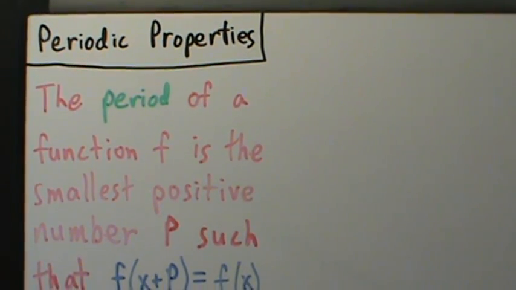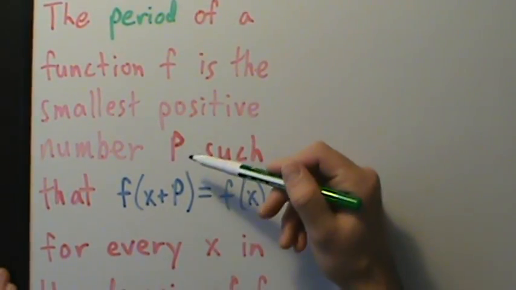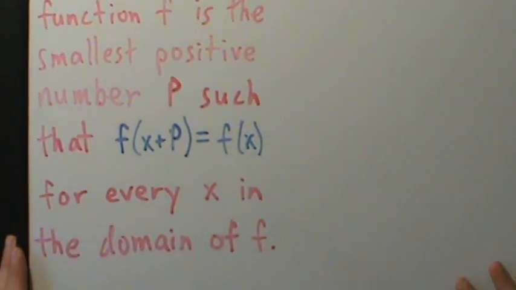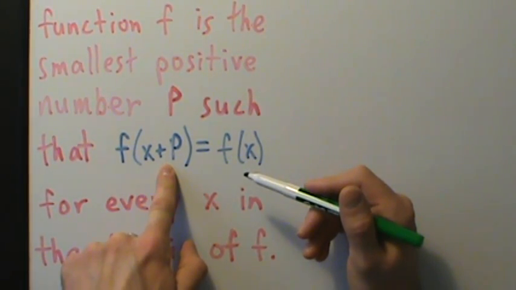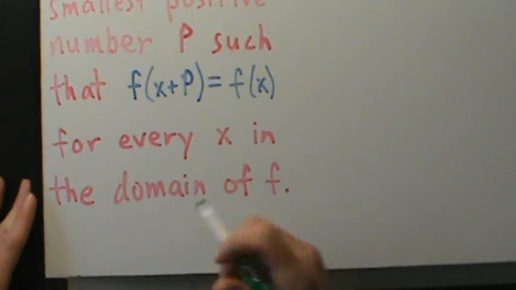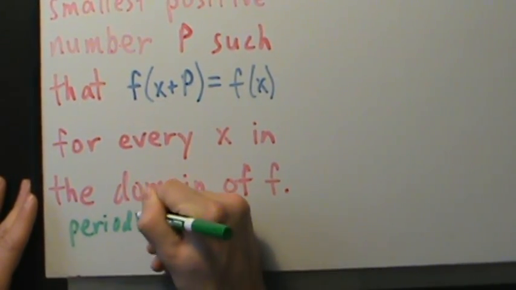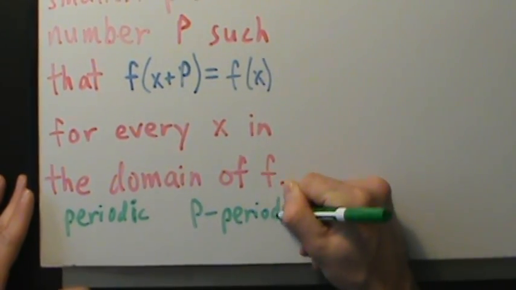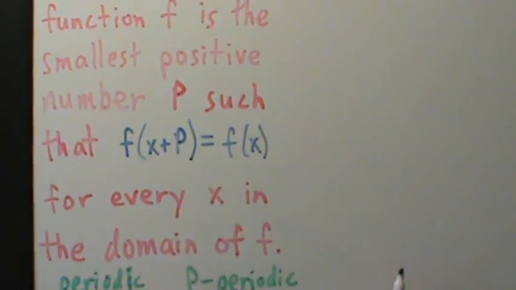Okay, so definition here. The period of a function f is the smallest positive number p such that f of x plus p equals f of x for every x in the domain of f. So in other words, if you take any x and add the period to x, you're just going to get the same function value. Functions that have this property are called periodic. So f is called a periodic function, or more specifically, we could say that f is p-periodic, where p is the number of the period.